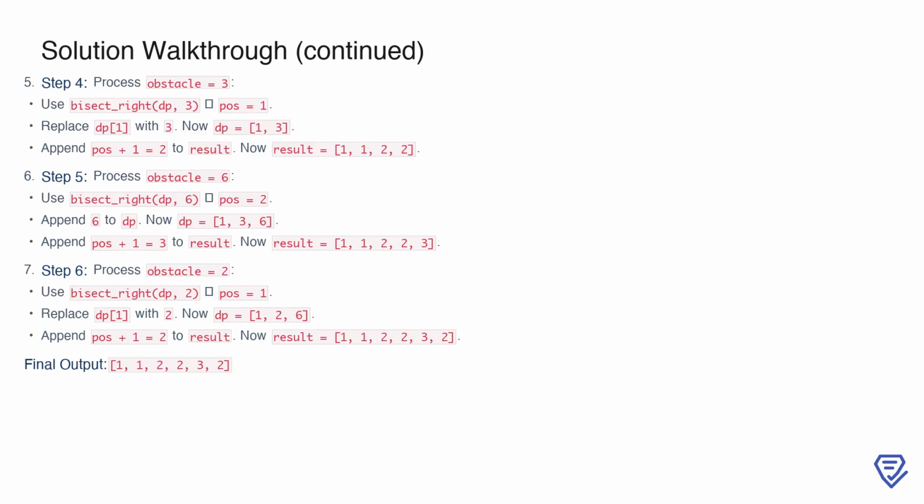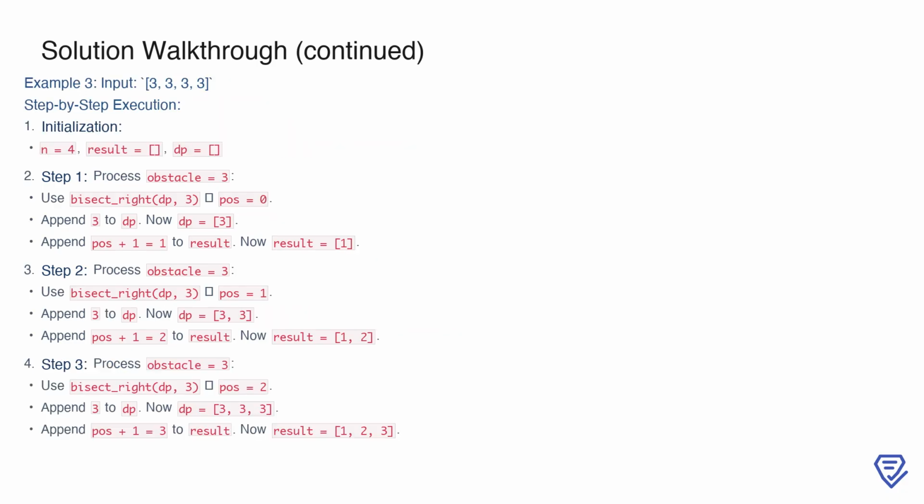Next, for the obstacle 6, bisect_right(dp, 6) gives pos equals 2, so 6 is appended to dp, updating it to [1, 3, 6]. We append pos plus 1, or 3, to result, resulting in [1, 1, 2, 2, 3]. Finally, for the obstacle 2, bisect_right(dp, 2) gives pos equals 1, so 2 replaces the value at index 1 in dp. This updates dp to [1, 2, 6], and appending pos plus 1, which is 2, to result gives the final output for this example: [1, 1, 2, 2, 3, 2].